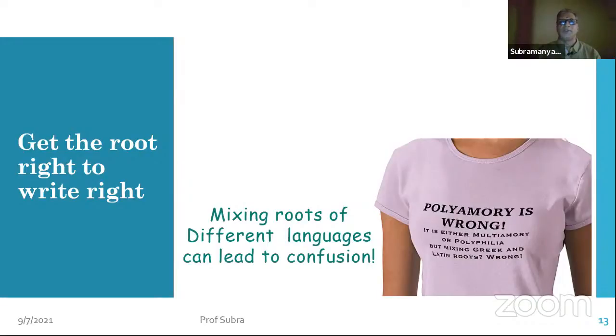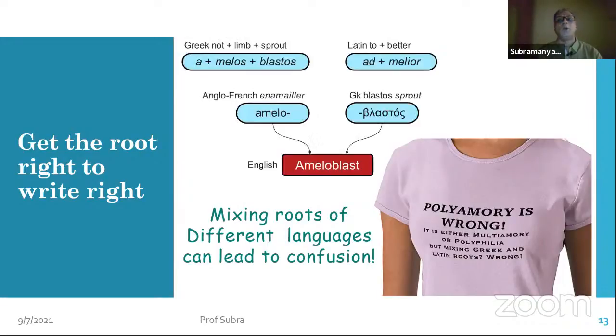Coming to oral pathology, if you look at this particular word, amyloblast, which all of you are familiar with. So if you look at the Greek origin of it, it means A plus melos plus blastos. That means melos is for limb, blastos means sprout. Okay, that's something which is sprouting. Okay, like a formative cell.